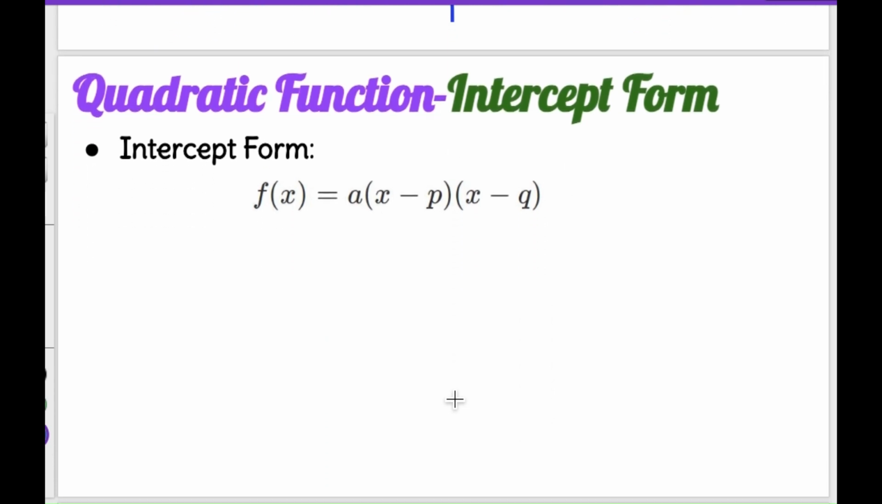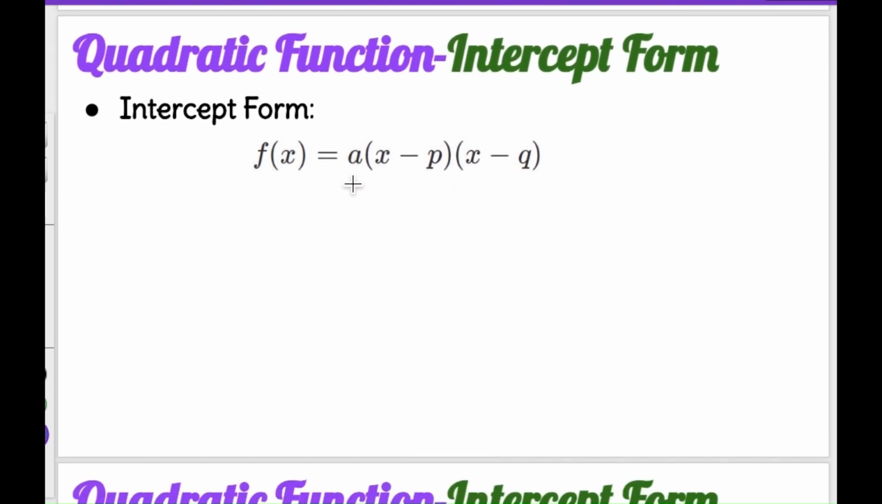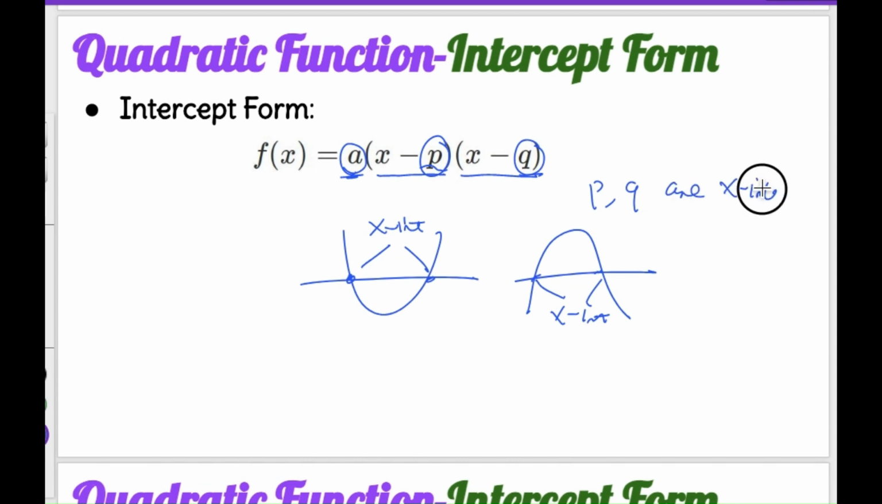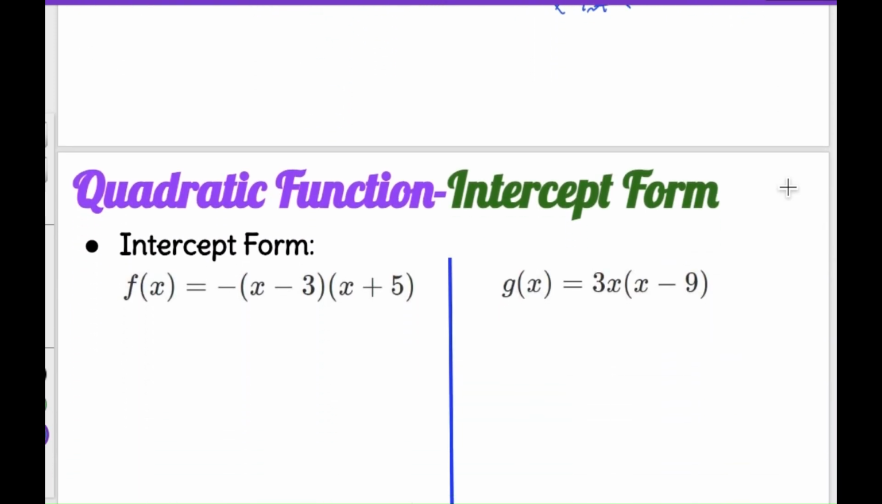Lastly, intercept form. Probably you can predict here. In intercept form, we still take the constant in front and we factor the whole equation into two parts multiplying each other. The reason we call this intercept form is that the two values here, p and q, match the two x-intercepts. So p and q are x-intercepts, and that's why we call it intercept form. Let's check an example to have a better understanding of that.